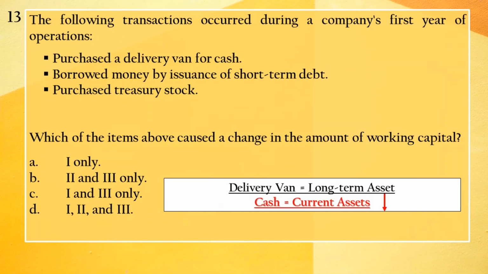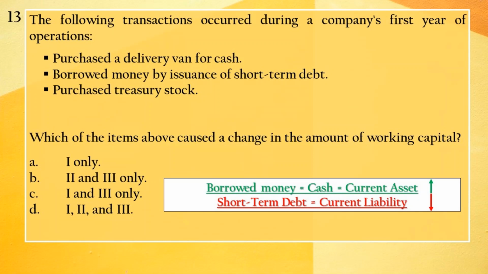Purchasing a delivery van for cash, that means that you are giving away cash, which is a current asset. So that is reducing a current asset, cash, and it has no effect on current liabilities. So it will result in a reduced working capital, right? So we know that is one of the answers. Next, borrowed money by issuance of short-term debt. Short-term debt is a current liability, right? But guess what? You're borrowing money. So you're also getting a current asset of the same amount. This will neither increase or decrease working capital. It has no effect on working capital.